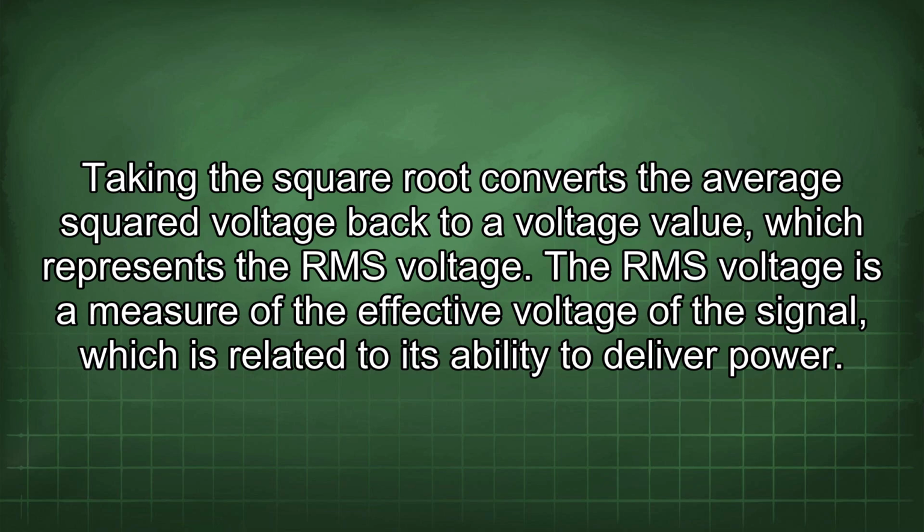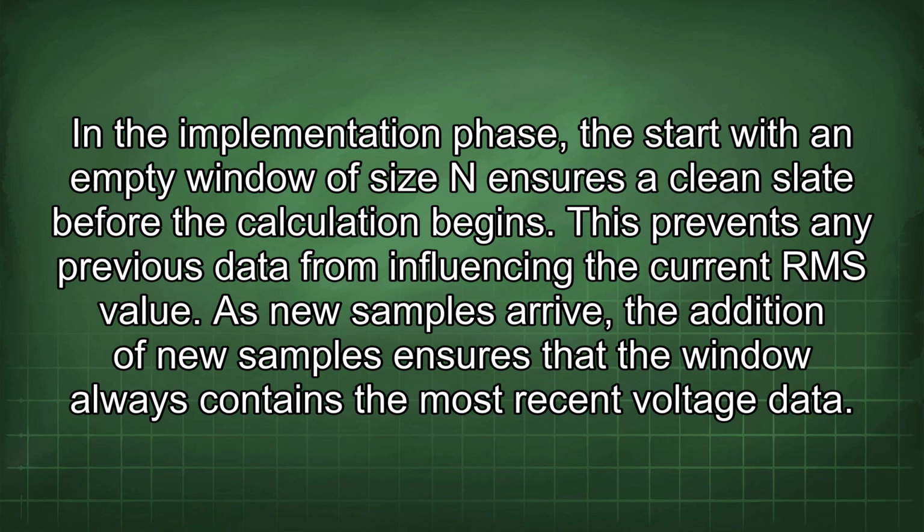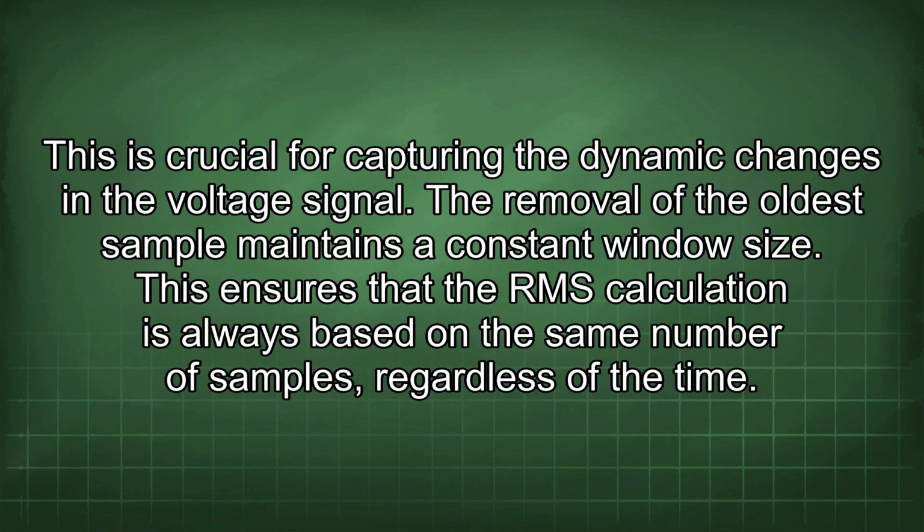deliver power. In the implementation phase, starting with an empty window of size N ensures a clean slate before the calculation begins. This prevents any previous data from influencing the current RMS value. As new samples arrive, the addition of new samples ensures that the window always contains the most recent voltage data. This is crucial for capturing the dynamic changes in the voltage signal. The removal of the oldest sample maintains a constant window size. This ensures that the RMS calculation is always based on the same number of samples, regardless of the time.